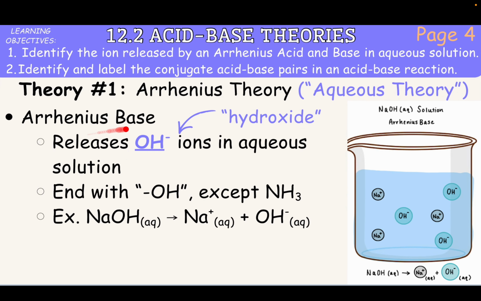Okay, so an Arrhenius base is a bit different. Something that is classified as an Arrhenius base is going to release OH minus ions in aqueous solution. This OH minus ion has a specific name. They're called hydroxide ions. So it's really important that you remember that.